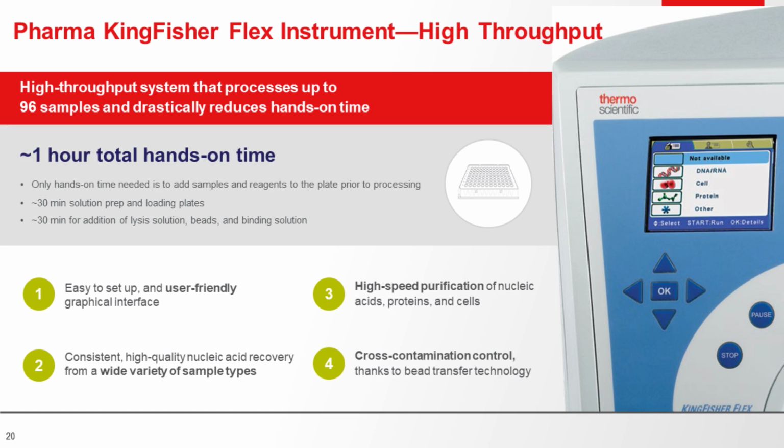Besides the high throughput, the Kingfisher Flex offers many other advantages, such as easy setup using a graphical interface and high-speed purification of nucleic acids. It controls cross-contamination thanks to the bead transfer technology. And lastly, you can expect a consistent, high-quality nucleic acid recovery from a wide variety of sample types.